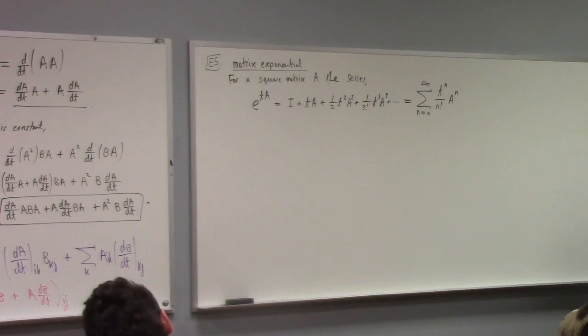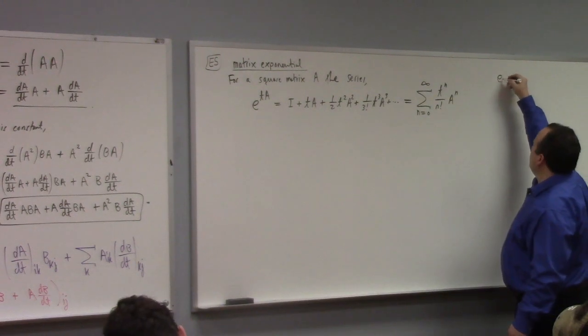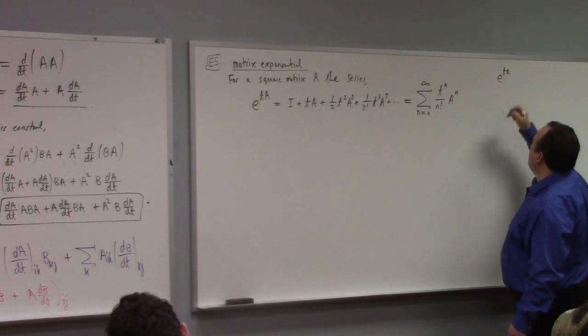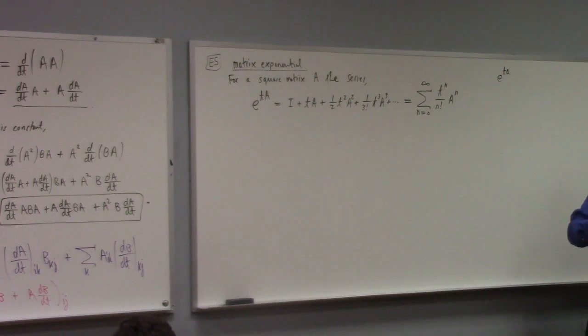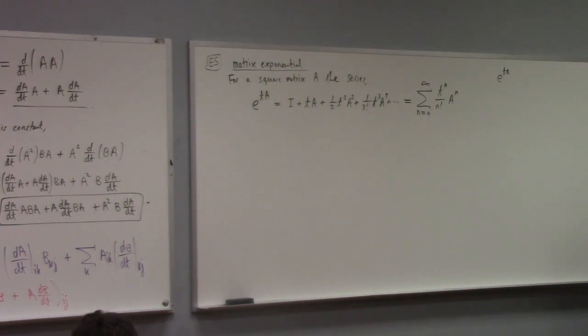Just like the ordinary exponential, right? If you think about the ordinary exponential e to the tA, for what t does that converge? What choices of A does that converge for? If you pick any A, this converges for all t, right? And in the same way, this converges for all t.